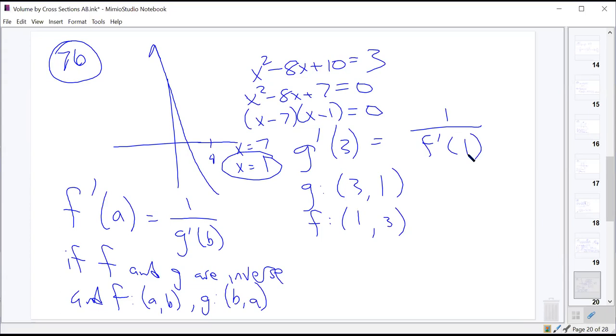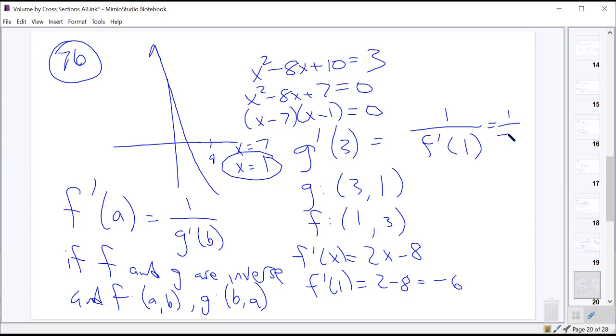Okay. So now we need to find f prime of 1. So first we'll find f prime of x. F prime of x is just the derivative of f of x, which is 2x minus 8. And we'll evaluate that at 1, negative 6. So our answer should be 1 over negative 1/6, which was choice C, according to what I looked at. Good or not? Good?